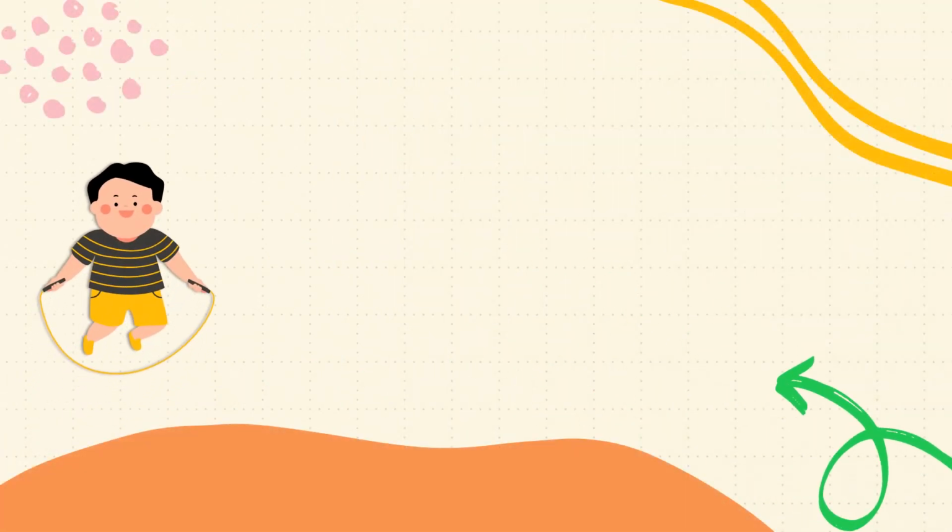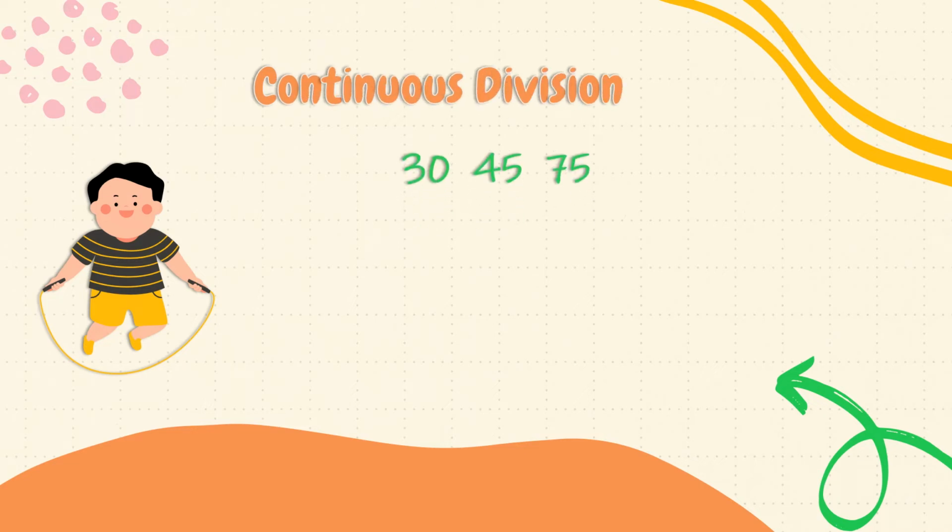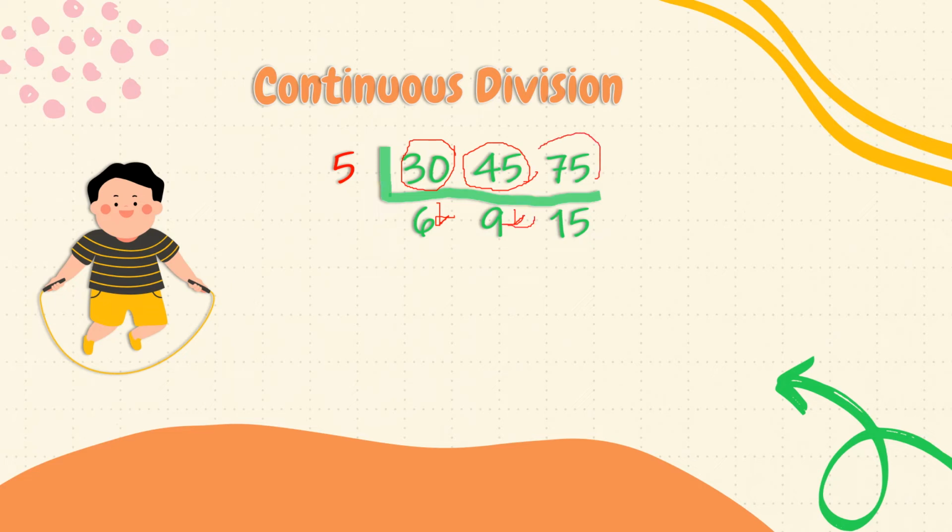Again, I'm going to use continuous division in getting the GCF of 30, 45, and 75. 30, 45, and 75 can be divided by 5. 30 divided by 5 is 6. 45 divided by 5 is 9. 75 divided by 5 is 15.